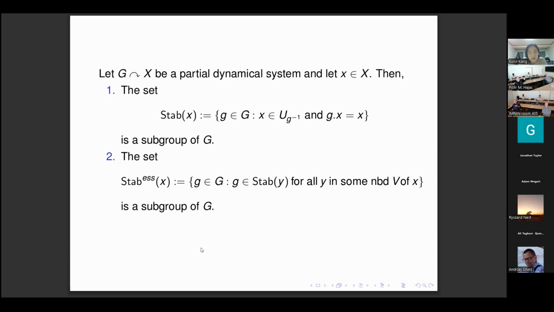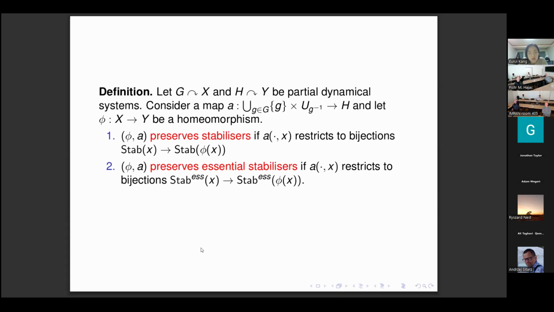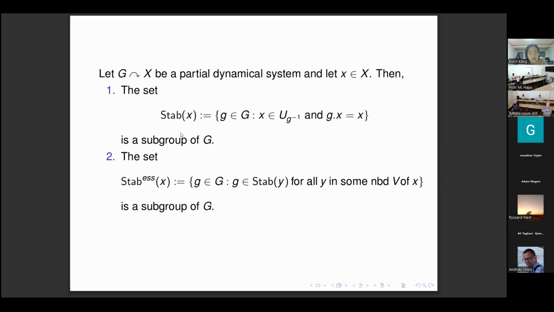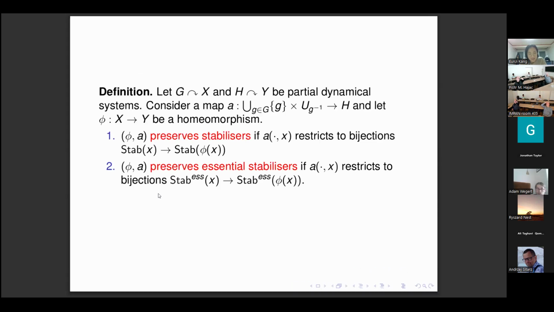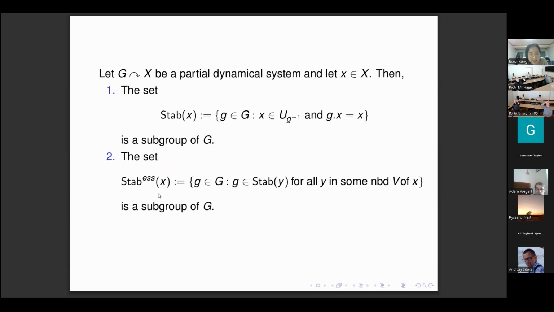So we defined here the stabilizer subgroup, and here the essential stabilizer subgroup of G. I'm a little bit confused. The essential stabilizer is much smaller than the general stabilizer, yes? It is like an intersection of these. And I'm confused since usually in mathematics, when something is called essential, it usually means weakening some condition.